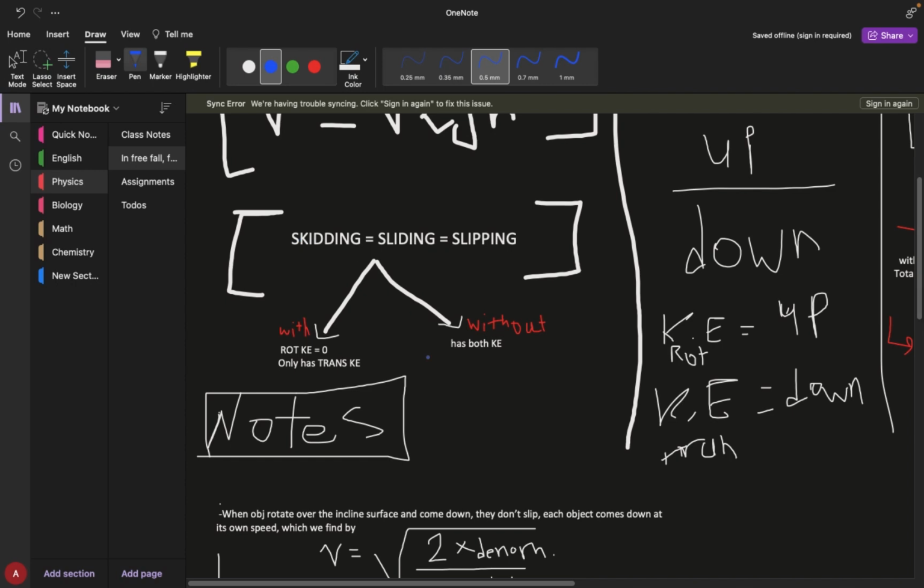So if it says without slipping, skidding, sliding, we're going to say it has both kinetic energies. That means both rotational and translational. This is the one that comes back. You go and see the questions. It says without slipping. I've seen it a bunch of times. I just saw it now. Let me see more questions.